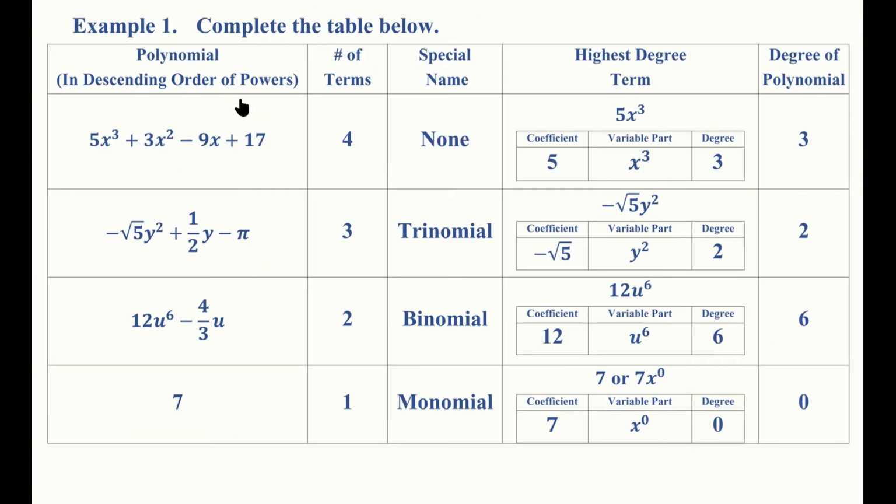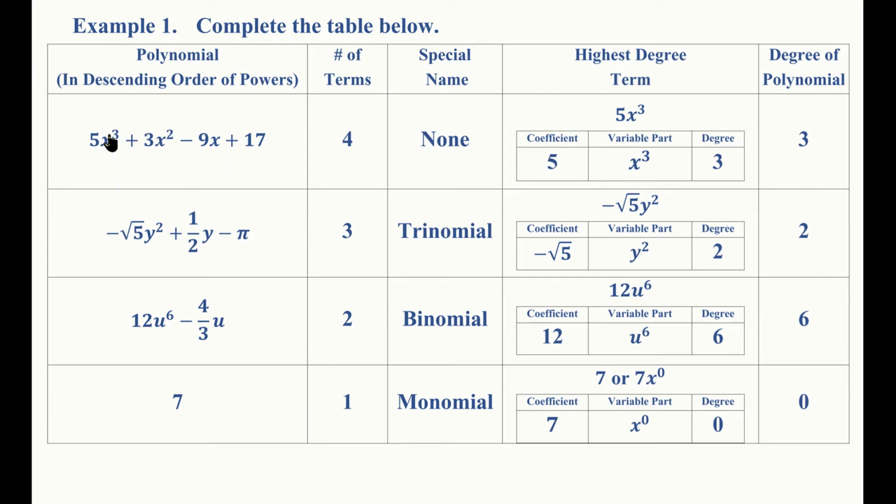All right, so here we're going to look at some polynomials, and we're going to break them down into the different terms that are contained in the polynomial. First of all, we notice this first one. We've seen this before, so we're just looking at them a little bit more closely now. So we notice that there are 4 terms. Is there a special name for that? No, we don't have a special name for 4 terms.